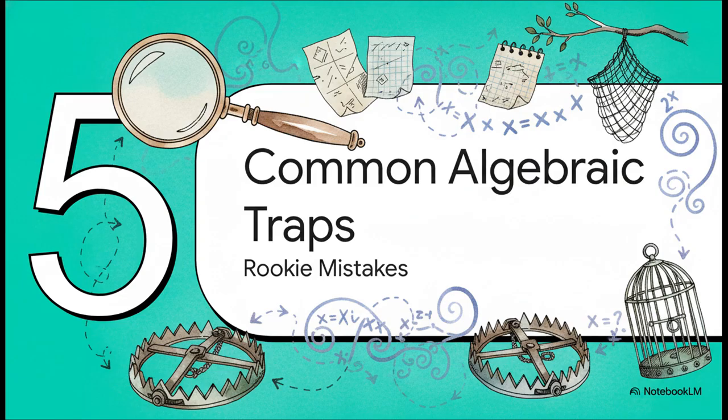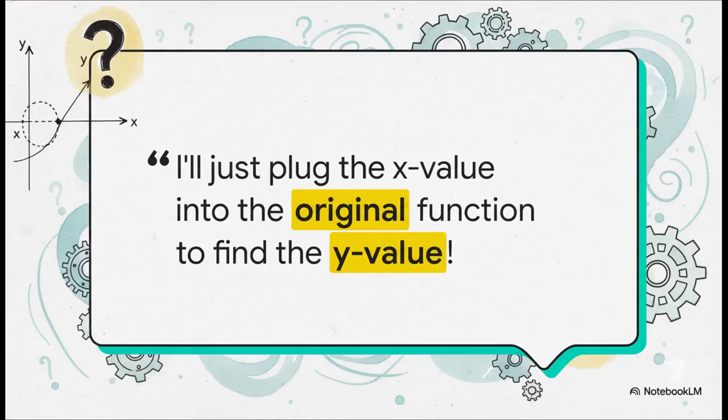Now that we're experts at finding these things, let's talk about the traps. Because every good detective knows you have to anticipate the common mistakes that can completely mess up an investigation. Here it is, the number one rookie mistake I see all the time. A student finds the x-coordinate, say x equals 2, and they think, awesome, I'll just plug 2 back into the original equation they gave me. I mean, it sounds logical, right?